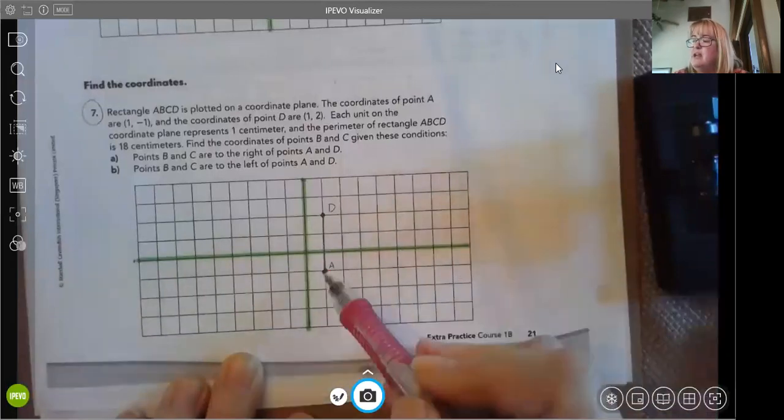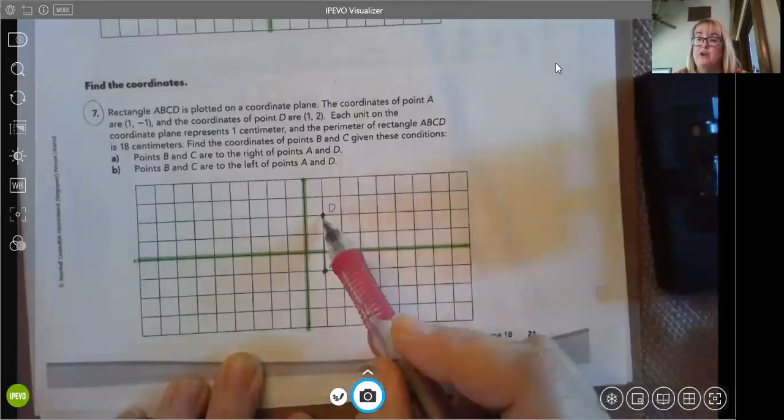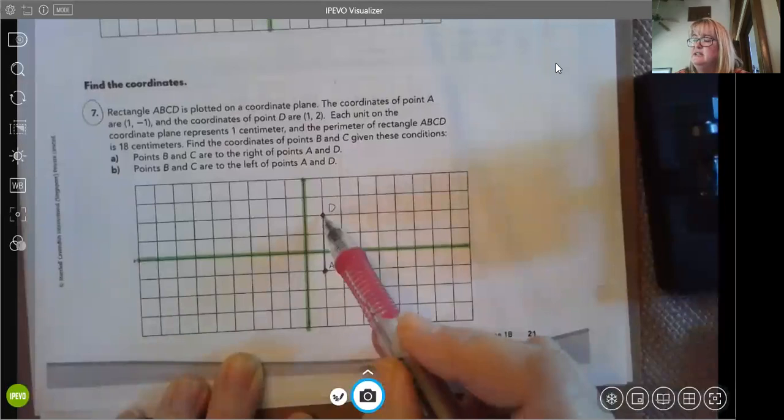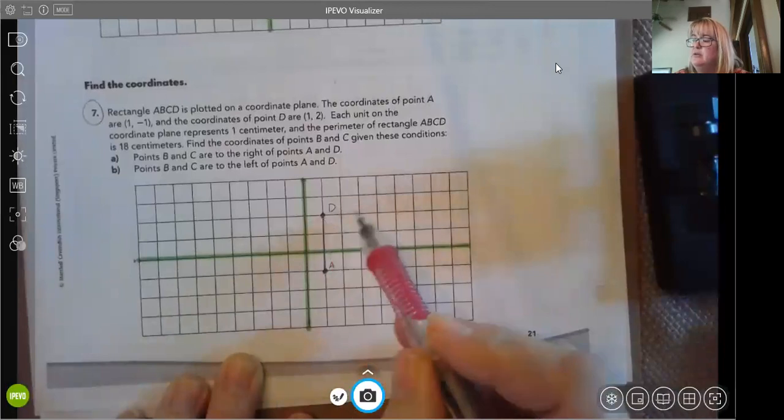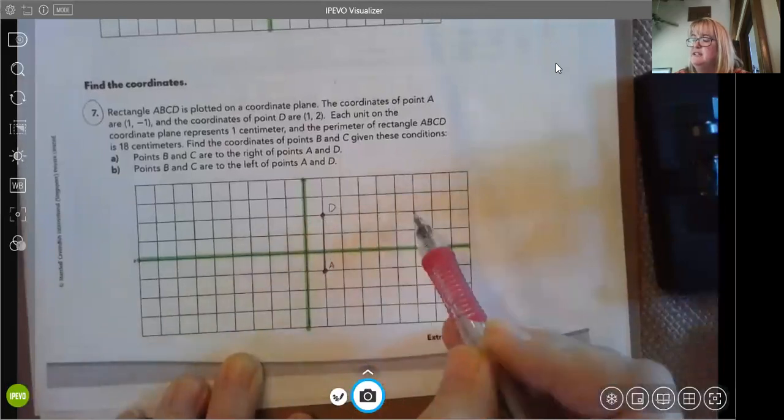So I've already gone 3. How many more do I need to go for 9? That's right, 6 units. 3 units plus 6 units, that's 9 units. All right, so let's go 6 units this way. 1, 2, 3, 4, 5, 6.